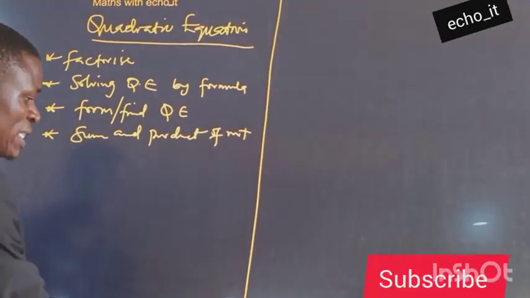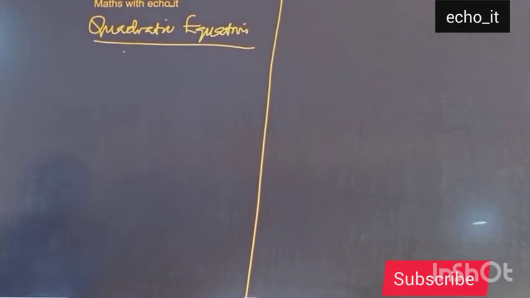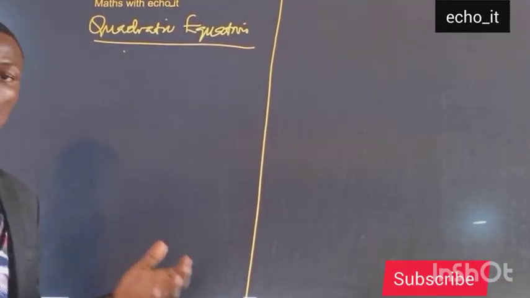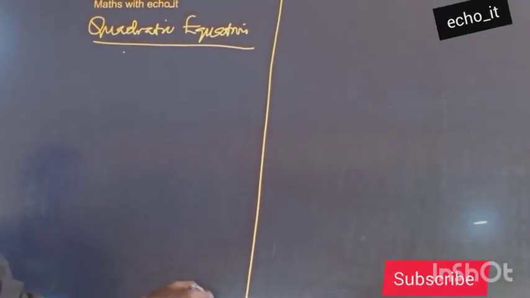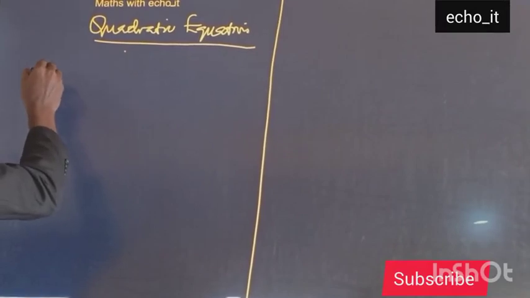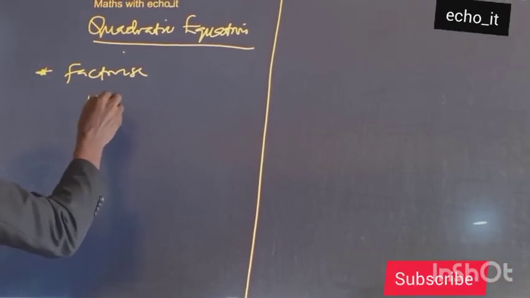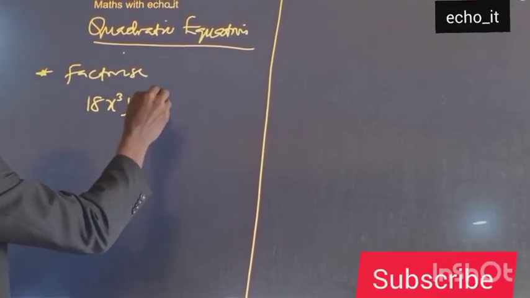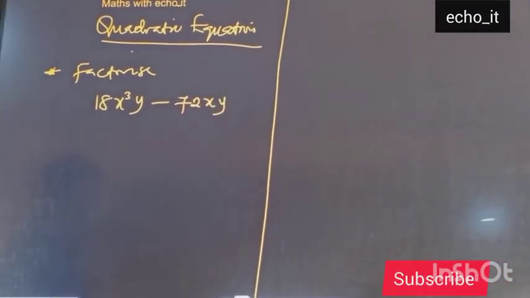Now let's quickly look at factorization. How will you factorize a quadratic equation? Like I told you, it's just revision. So I'm going to be revising with this question. Look at this question. We are asked to factorize 18x cubed y minus 72xy. So how will you factorize this?